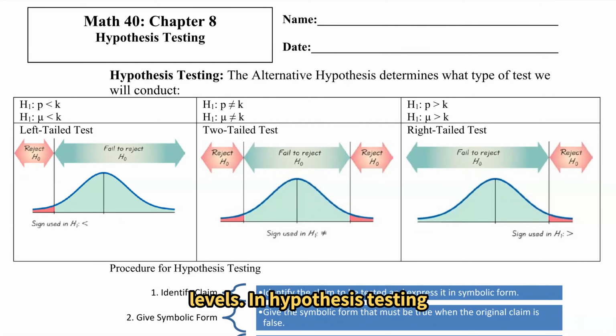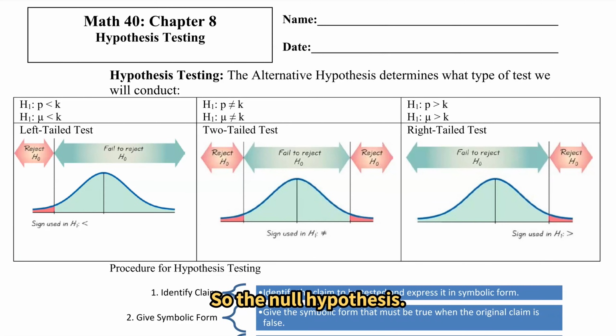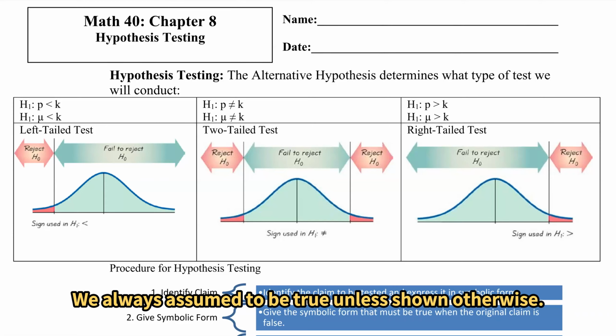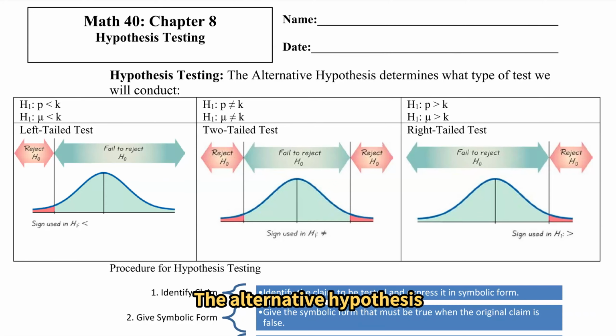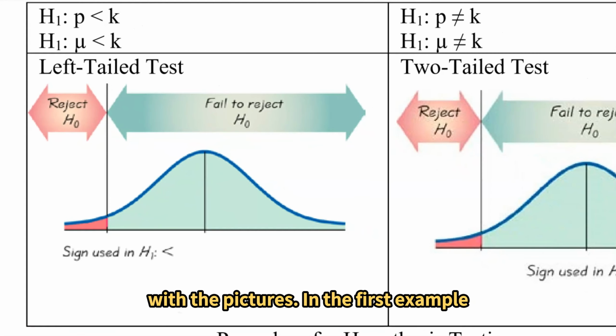In hypothesis testing, the alternative hypothesis determines what type of test we conduct. So we have 3 different scenarios here for less than, not equal to, and greater than. So the null hypothesis we always assume to be true unless shown otherwise. The alternative hypothesis determines our critical regions and whether we're doing what's called a one-tail or a two-tail test. And you can see what I mean by that with the pictures.